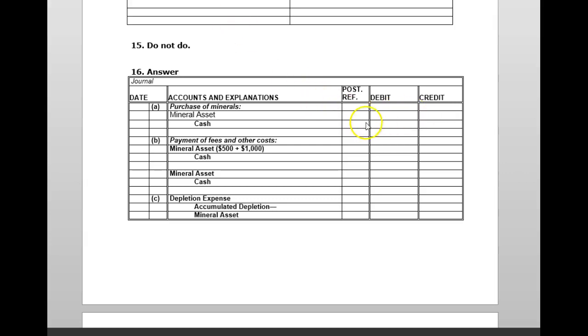So first we know the first recorded mineral asset part of it is the 4,88500. We definitely know that is a part of the asset. It then says they paid a $500 filing fee and a $1,000 license fee and a $90,000 geological survey for the property.